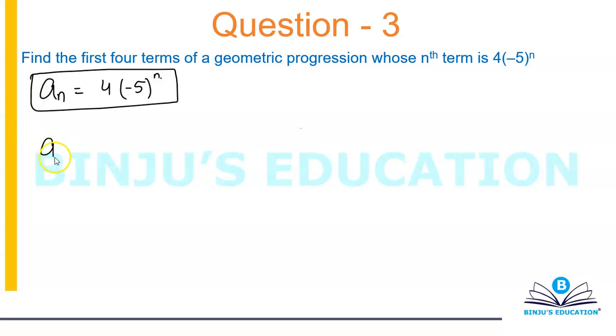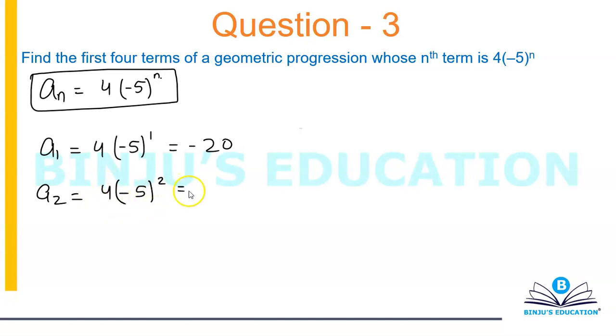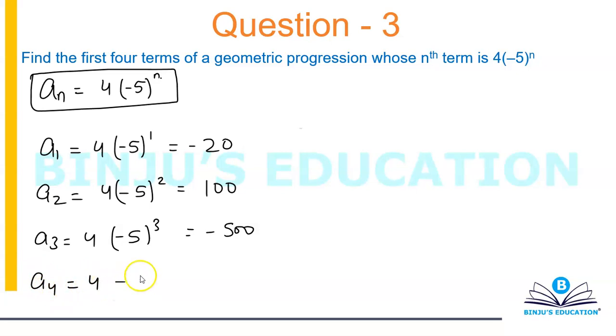So if you want to calculate the first term, then that will become 4 into minus 5 to the power 1, that's minus 20. Want to calculate the second term, so that is 4 into minus 5 square, so that will be 100. So A3 is 4 into minus 5 cube, so that is minus 500, and A4 will be 4 into minus 5 to the power 4, so that will be, I guess, plus 2500.